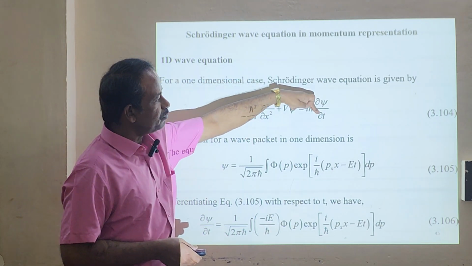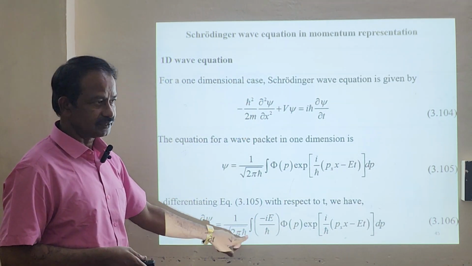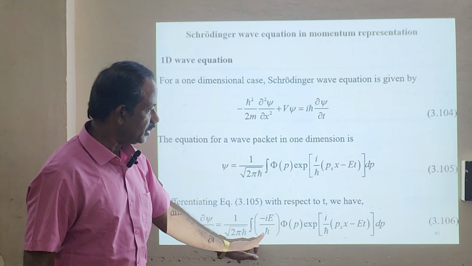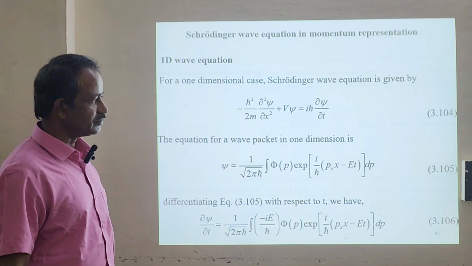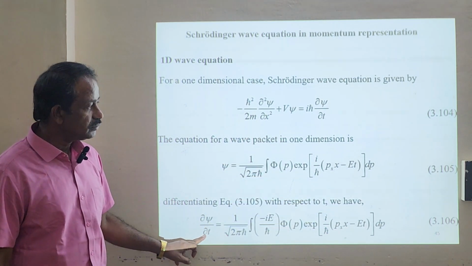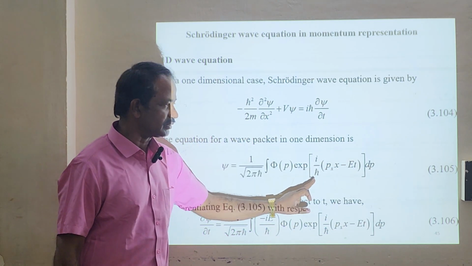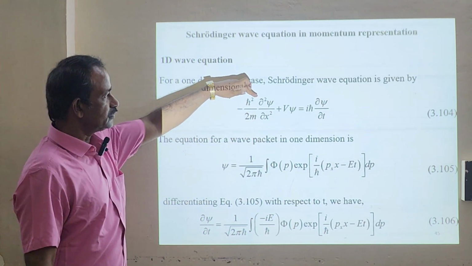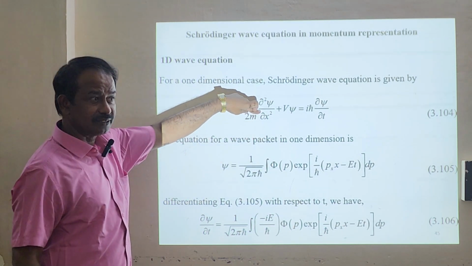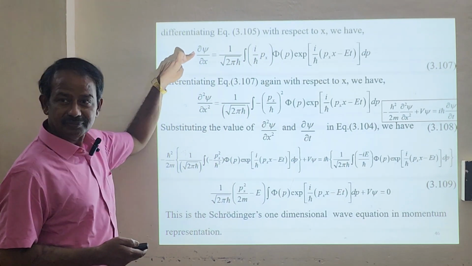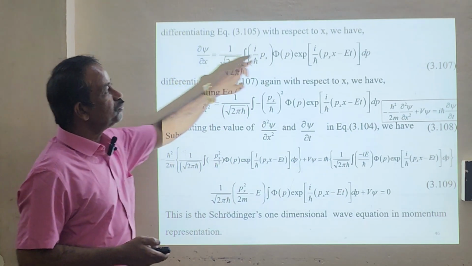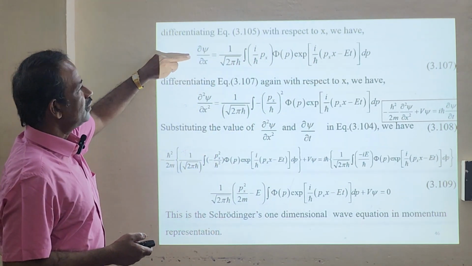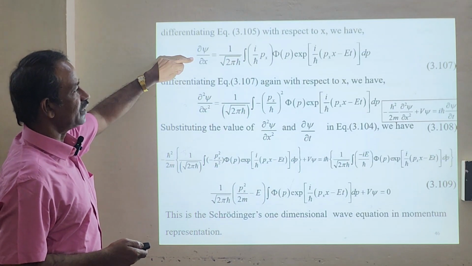Now here we have d psi by dt, so just differentiate with respect to time t. You will have minus iE by h cross and the remaining term will be there, correct? With respect to t we are going to differentiate, so this term alone should be differentiated. So you will get this, and we can substitute here. Now we have d squared psi by dx squared, so we have to differentiate two times. So d psi by dx will give you, with respect to x we have to differentiate, correct? That will be your d psi by dx.